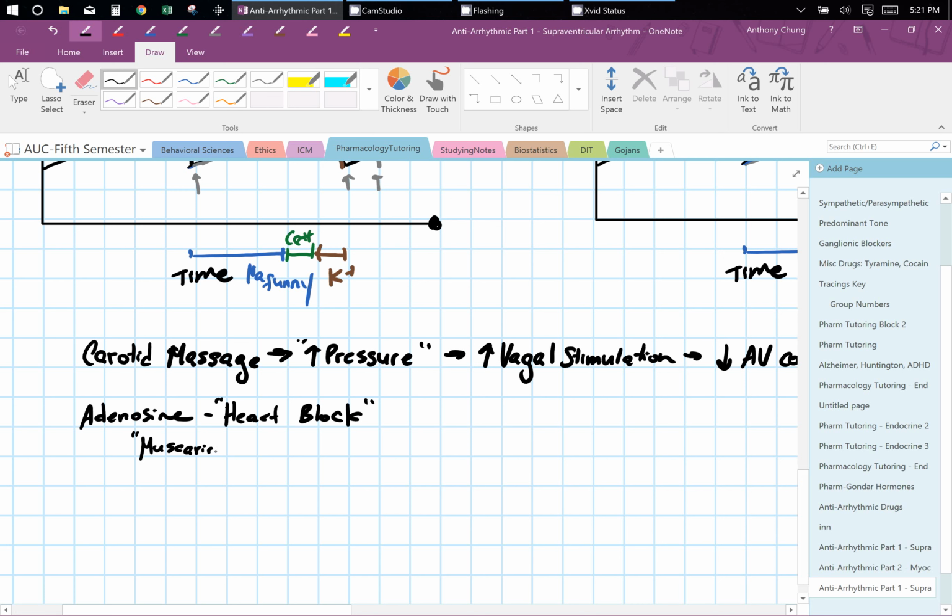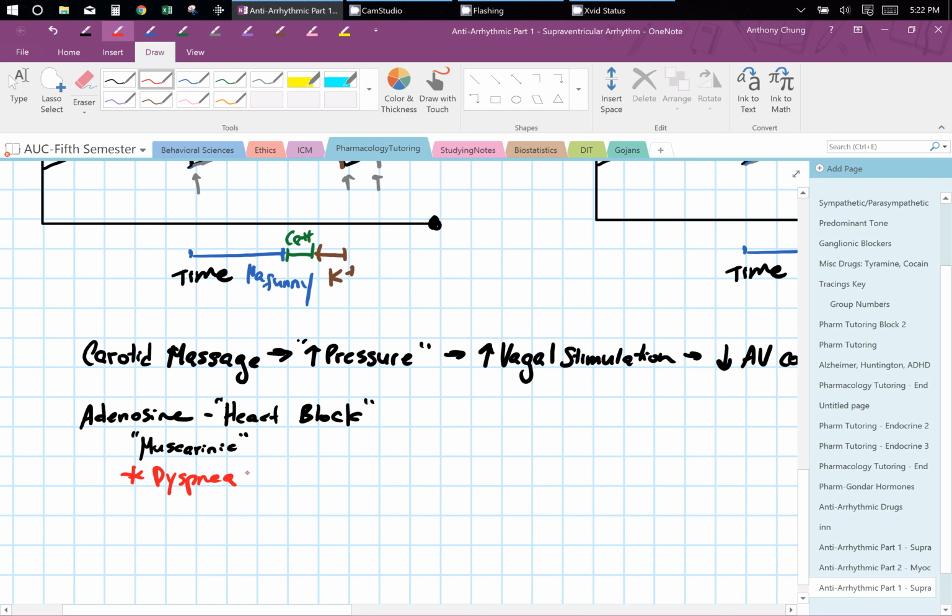And when I say muscarinic, you can think about all the side effects of muscarinic. So one of the major side effects of adenosine is they're going to feel like they have an elephant on top of their chest. Why do you think that they feel that way? What does muscarinic effect have on your bronchioles? Bronchoconstriction or bronchodilation? Bronchoconstriction. So are you going to give adenosine to a patient that has asthma? No, not really.